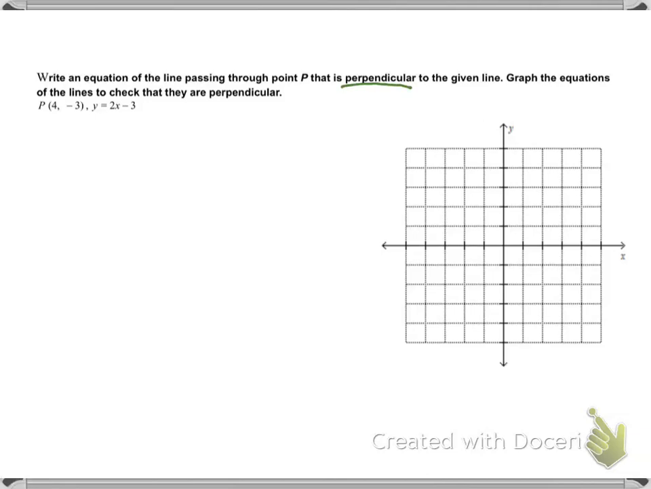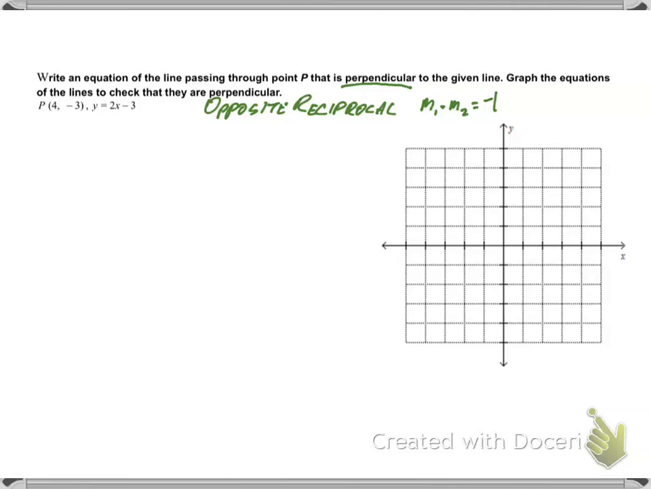So what does that mean? Well, what that means is that the slope is going to be opposite reciprocal, or negative reciprocal. Opposite just means we change the sign. Reciprocal means we flip it over. Technically, the mathy definition is that the slope of the first line times the slope of the second line is going to equal negative 1. Effectively, what it means is you're going to change the sign and you're going to flip it over.